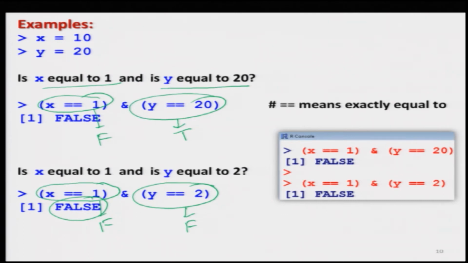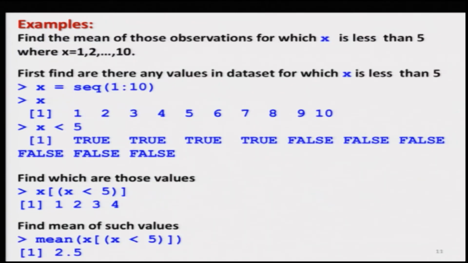You can see all these commands are working nicely on the R console also. Okay, now let me address one more thing. Suppose I consider a data vector which has values 1 to 10, that is 1, 2, 3, 4 up to 10. This can be created by the command seq 1:10.